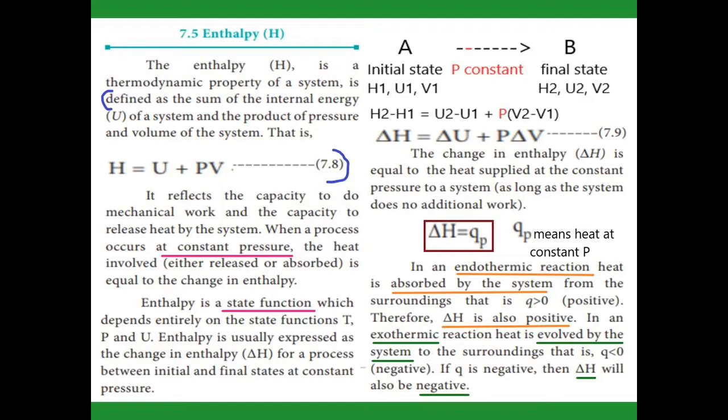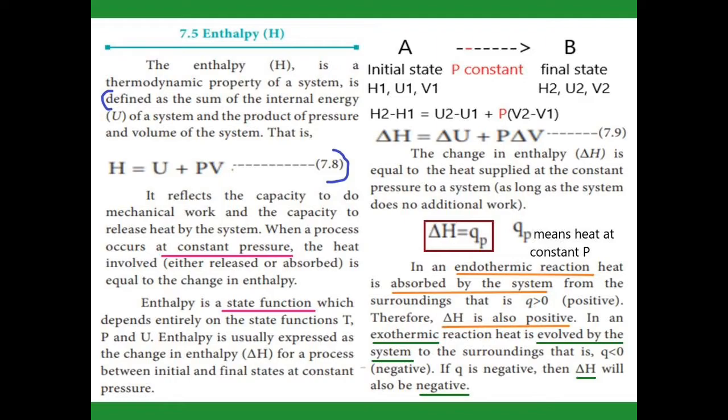Now see that A is one system, the initial state, changed into B system. That B system is the final state. Initially the enthalpy value is H1, and in B system the enthalpy value changed into H2. In the same way, internal energy and volume change from U1, V1 to U2, V2 in the final state. But the pressure alone is constant, the pressure never changed.